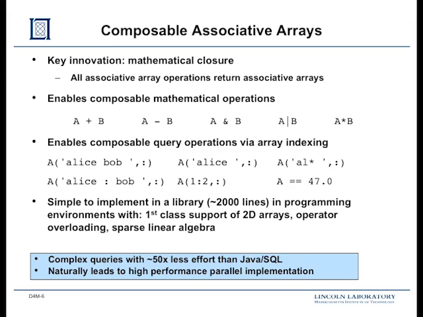And again, we find that for complex analytics, people typically can get their work done with 50 times less code than the equivalent Java and SQL. And this naturally leads to high-performance parallel implementations because these are all arrays and matrices, and we have a very well-established literature in the community about how to do parallel linear algebra, how to make matrices work in parallel. It's a very well-studied discipline, and we have a lot of technology.